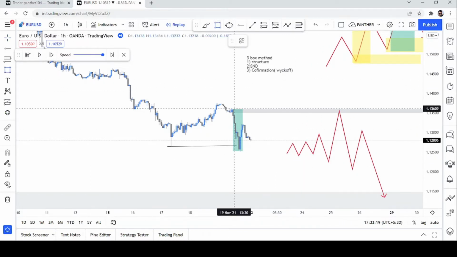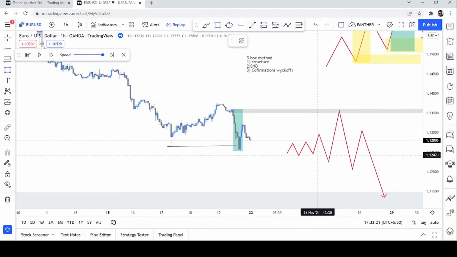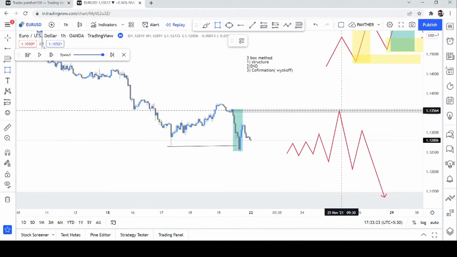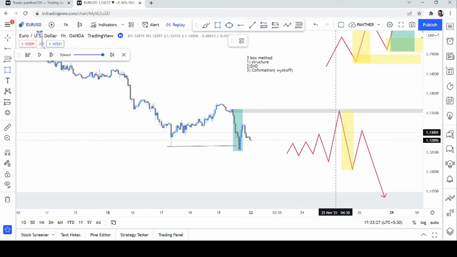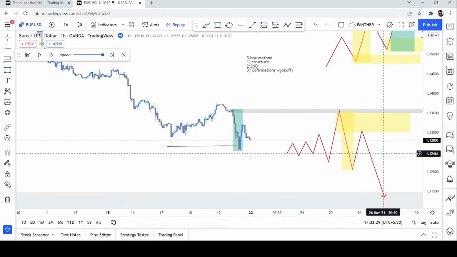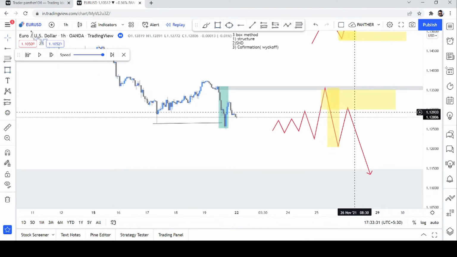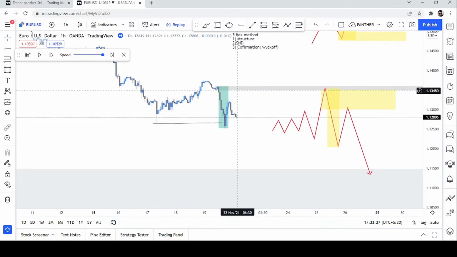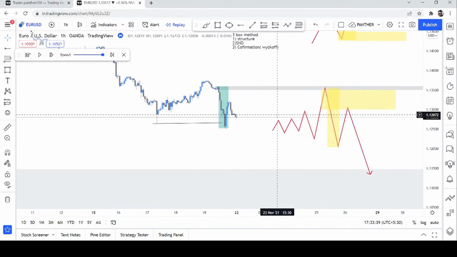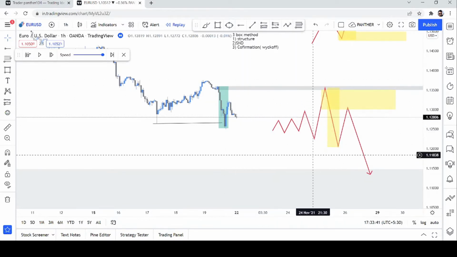So again, the same situation. What do you see here? We have a break of structure. This will be your first box, and you involve yourself with the second box. We're working on a 1 hour time frame, so maybe we will have to go down all the way to even 1 minute, and we need to see this structure on 1 minute for our confirmation.